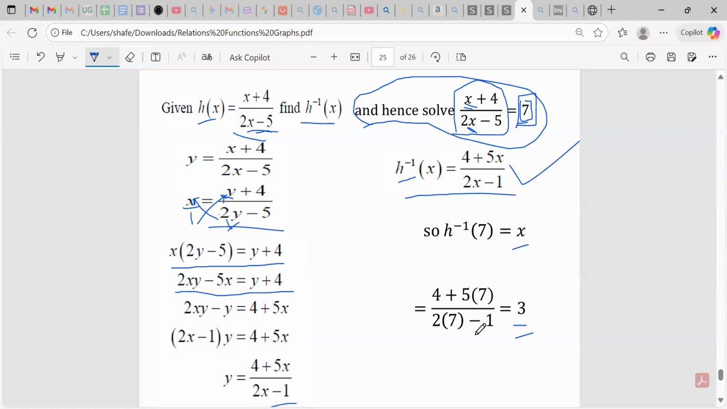It's a simple application of the inverse of a function. I mean, if you have to solve such an equation, you wouldn't have done it this way, but it's just an alternative way of solving an equation, making use of what we call the inverse of a function.